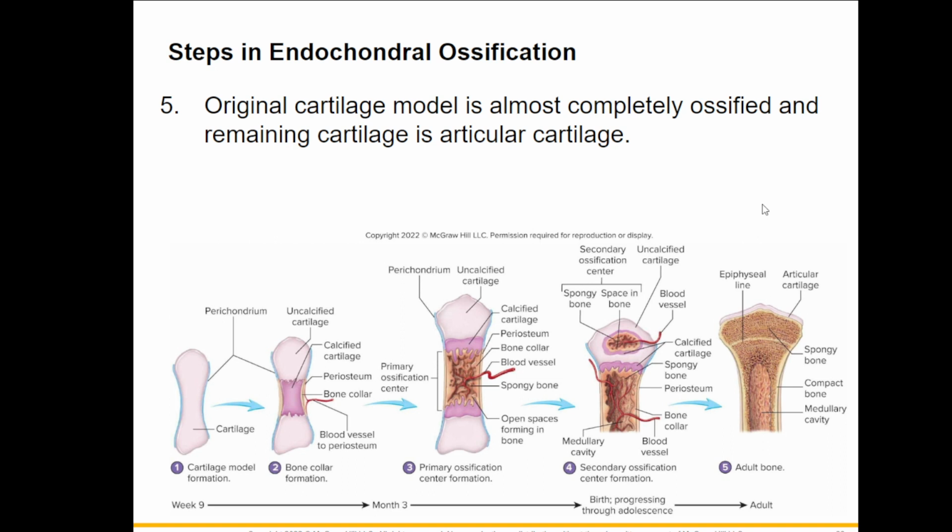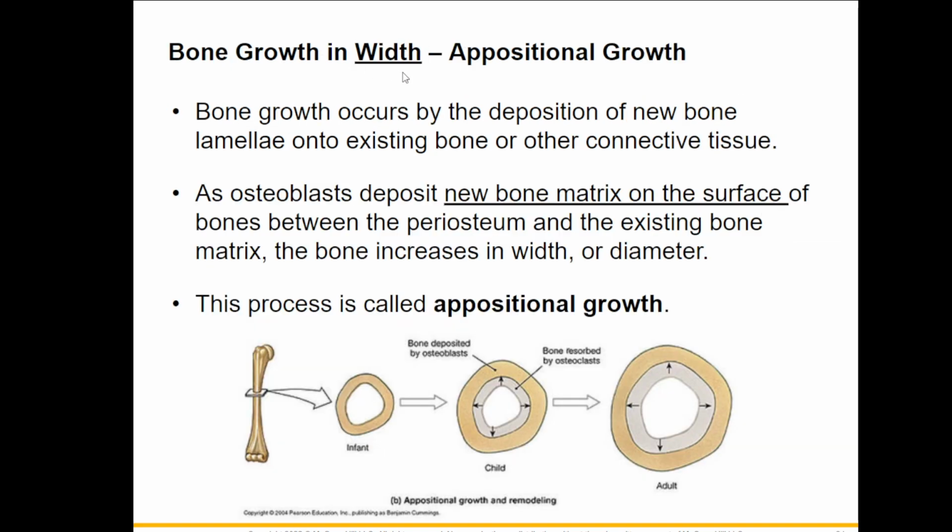Okay? So again, we have two types of bone formation: intramembranous ossification and endochondral ossification. Now, in terms of bone growth, there are also two types. Bone growth in width, which is also called appositional growth. So here is a good image of it. Paano ba lumalapad, or how does a bone grow in its width? So it is through the deposition of new bone onto the existing bone.